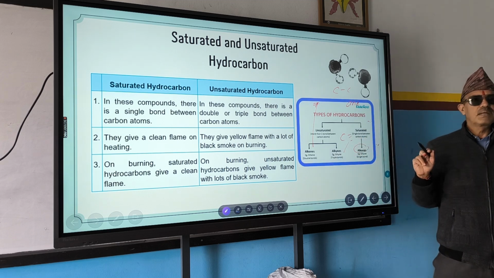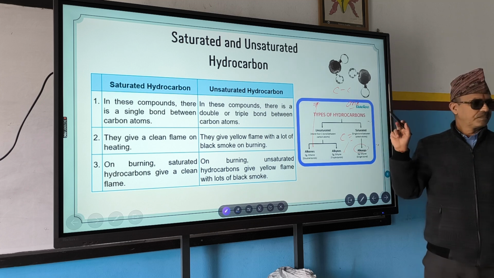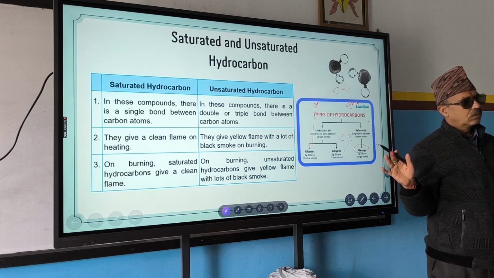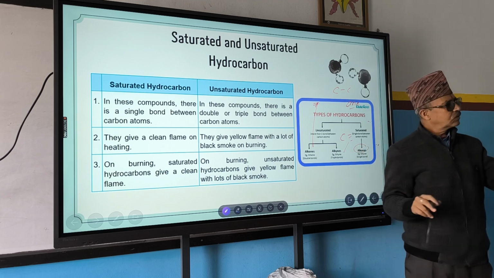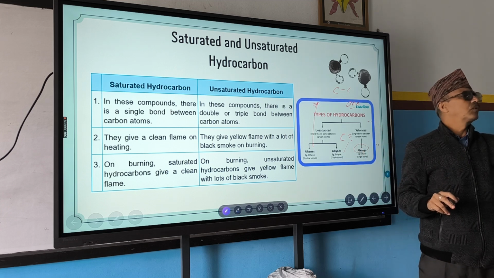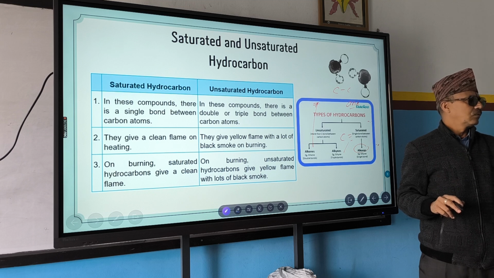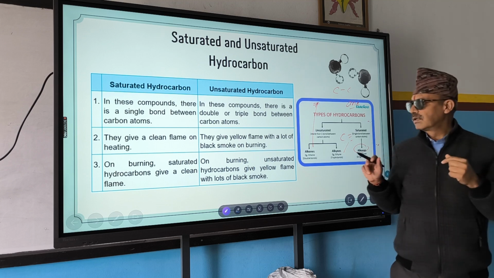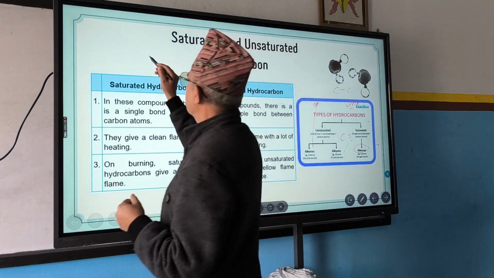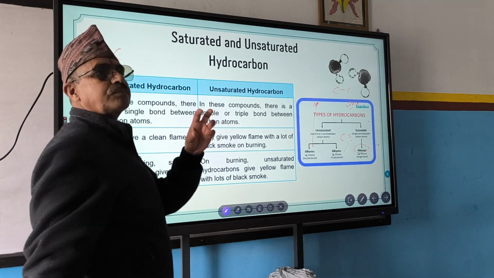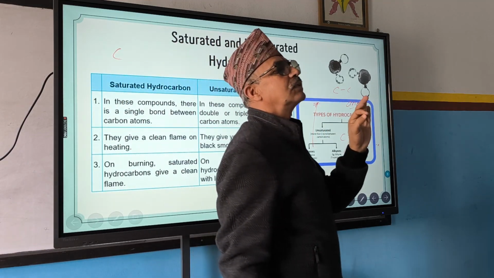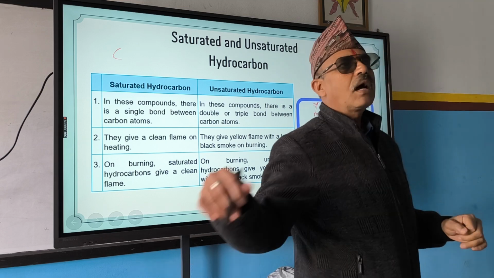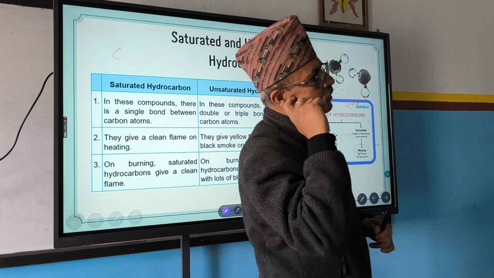But one thing you have to make clear. In alkane, there is a single bond in all places between carbon atoms, right? In alkene, there is only one double bond, not in all. I will tell you why. And here also only one triple bond. For example, see, and one thing remember, carbon has got tetravalency. Means its valency is 4. It can share how many electrons? 4 electrons. Yes or no?